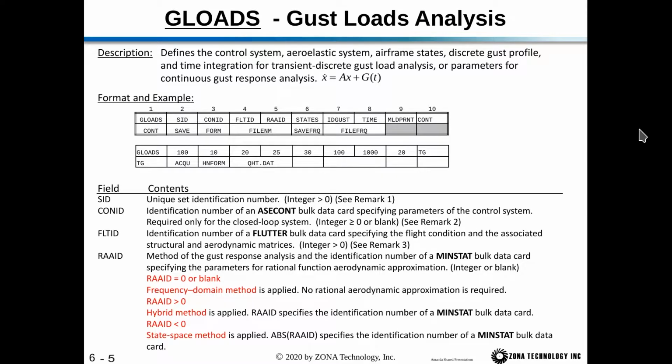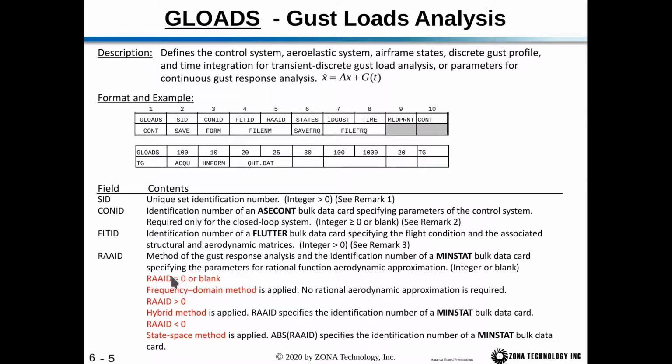So here is the Gloads card. This defines the control system, the aeroelastic system, the airframe states, the discrete gust profile, and the time integration for the transient discrete gust loads analysis, or parameters for the continuous gust response analysis, which we'll see in the next section. We have an ID field, which is the unique set identification number. The CON ID field refers to an ASC controller card for specifying parameters of the control system. The FLUT ID field refers to a Flutter bulk data card, which specifies the analysis parameters. The RFA ID field specifies the method of the gust response analysis and refers to an MNStack card.